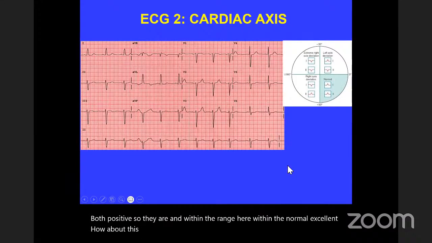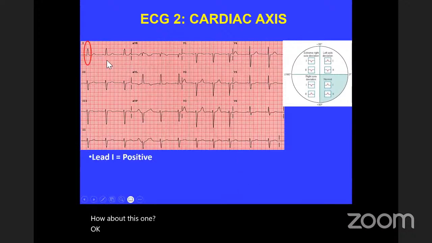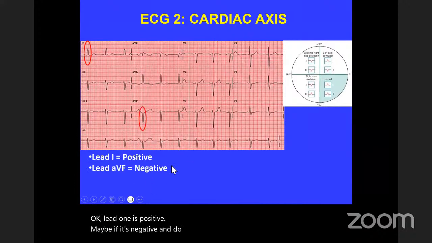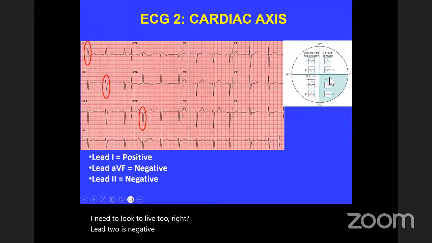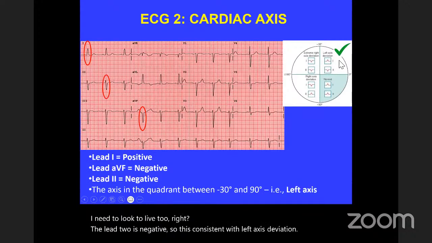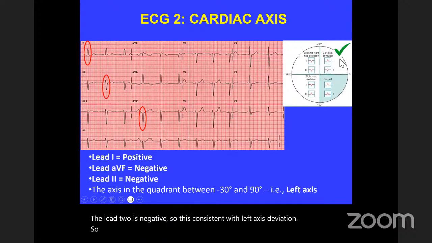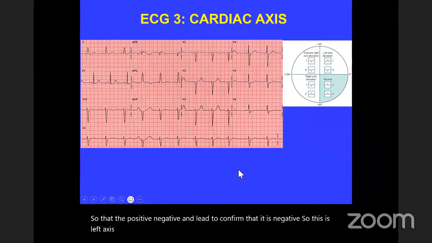This is left axis deviation. Lead 1 is positive, aVF is negative. And do I need to do something more here? I need to look at lead 2, right? Lead 2 is negative. So this is consistent with left axis deviation. So the positive, negative, and lead 2 negative confirm that this is left axis deviation. How about this one?